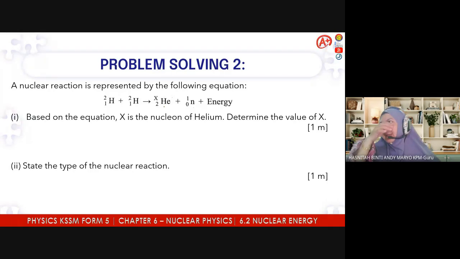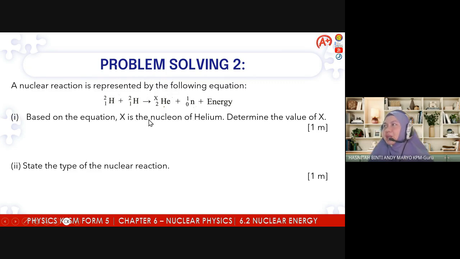Alright. Okay, so we have deuterium there react or fuse with another deuterium atom. So it produces a heavier element, helium. And this process releases one neutron and nuclear energy. So based on the equation, X is the nucleus of helium. Can you find the value of X, students?